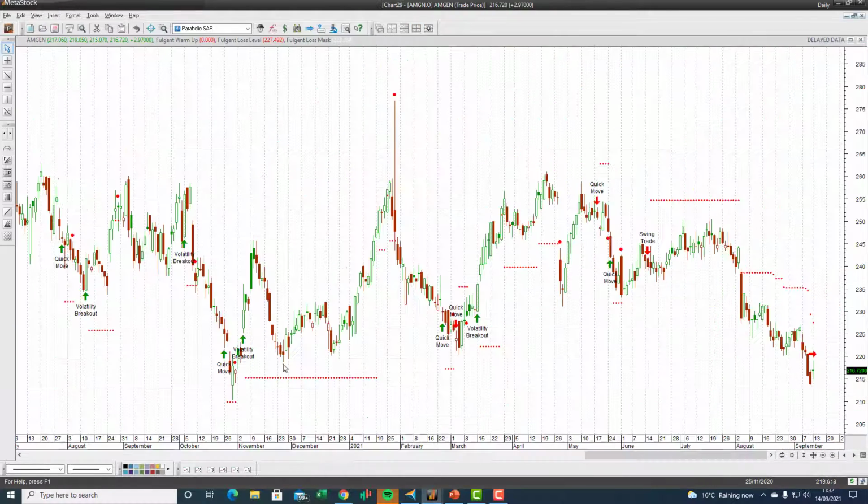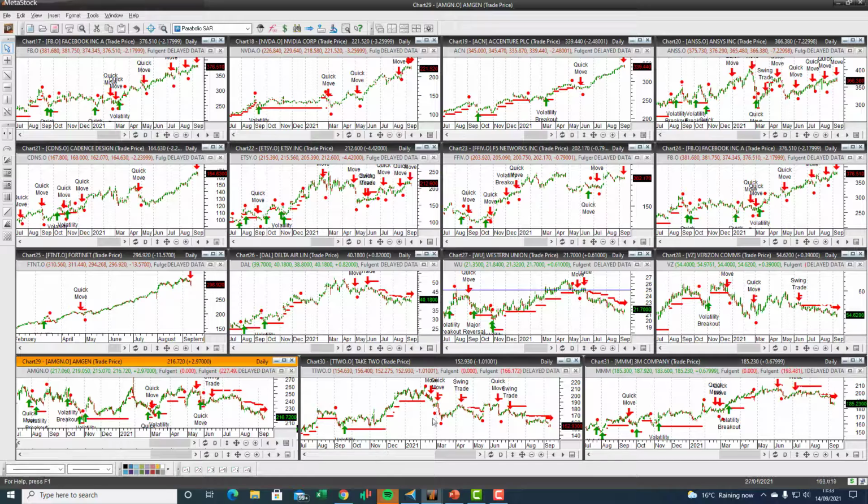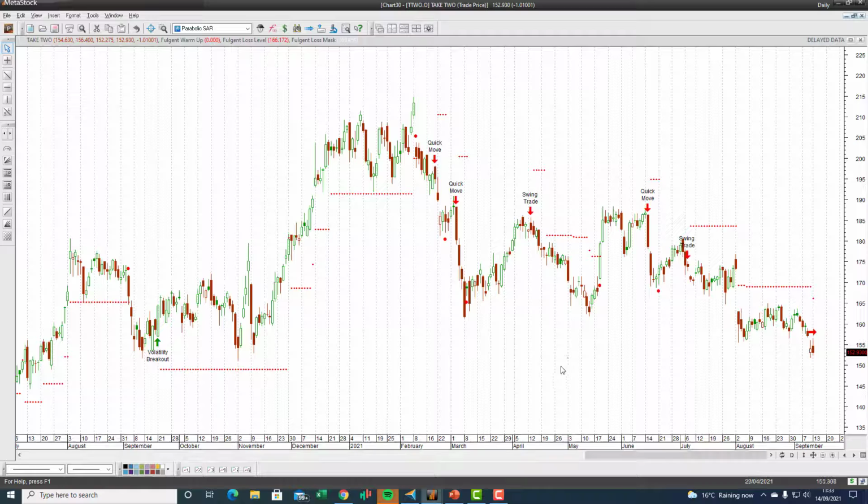Amgen short has paid off very well so far. You can see there was a swing trade there to the downside, in at around the open at 241. It's now 216. So fantastic short idea there. Take-Two Interactive, there's another one. The short came through to the downside. Look at the quick moves to the downside.